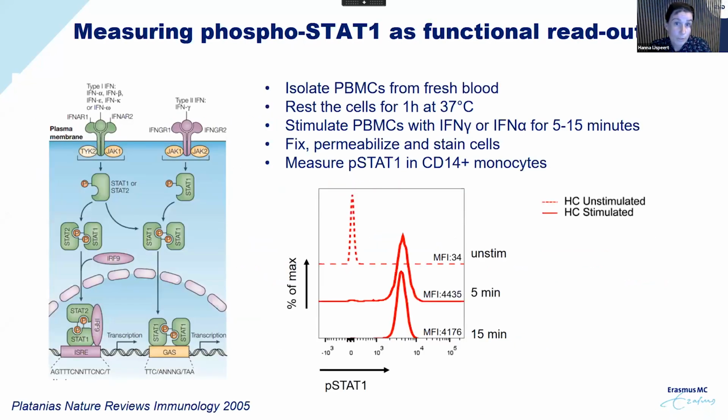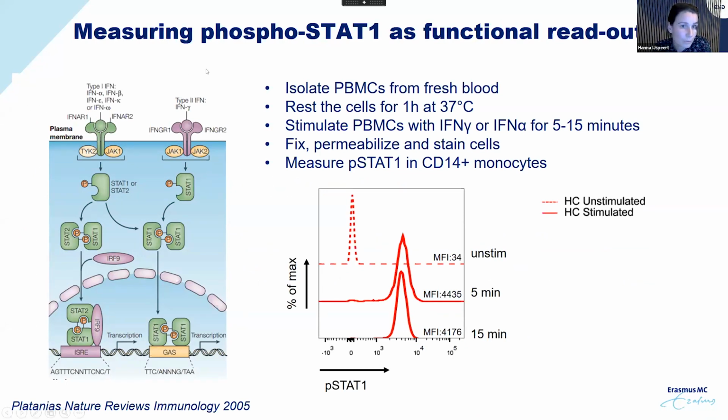So we performed phosphoflow for STAT1 as a functional readout. We isolated PBMCs from fresh blood, rested the cells for an hour at 37 degrees, and then stimulated the cells with interferon gamma or interferon alpha for 5 to 15 minutes.